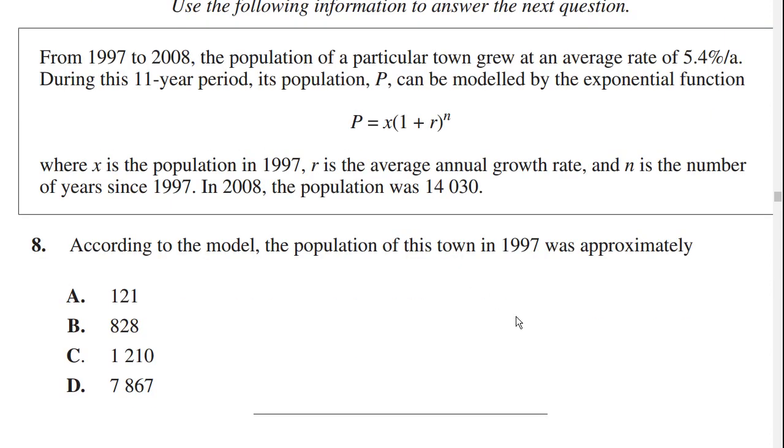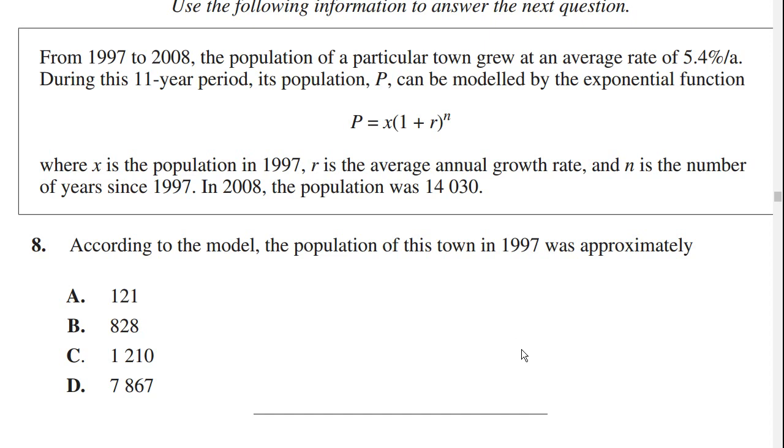From 1997 to 2008, the population of a particular town grew at an average rate of 5.4% per annum. During this 11-year period, its population P can be modeled by the exponential function P equals x times 1 plus r to the n, where x is the population in 1997, r is the average annual growth rate, n is the number of years since 1997. In 2008, the population was 14,030. According to the model, the population of this town in 1997 is approximately.